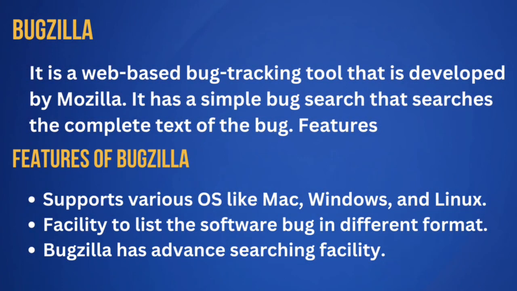Bugzilla. It is a web-based bug tracking tool that is developed by Mozilla. It has a simple bug search that searches the complete text of the bug. Features of Bugzilla. It supports various OS like Mac, Windows, and Linux, and has a facility to list the software bugs in different formats. And also, Bugzilla has an advanced searching facility.